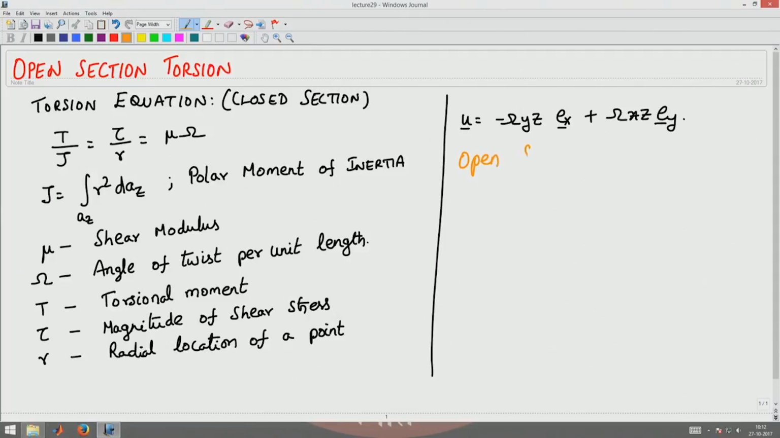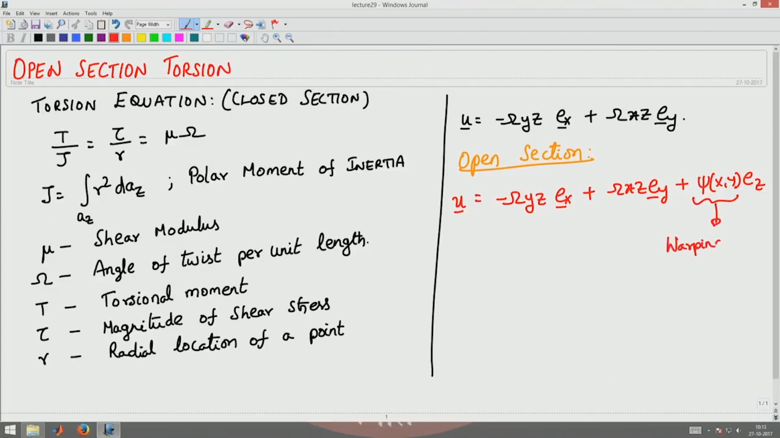For an open section, the displacement field is given by the above expression, with a term of the form psi of x and y times E z, and this function psi is called the warping function. With this displacement field, you now have to find a functional form for psi for various shapes of cross sections.